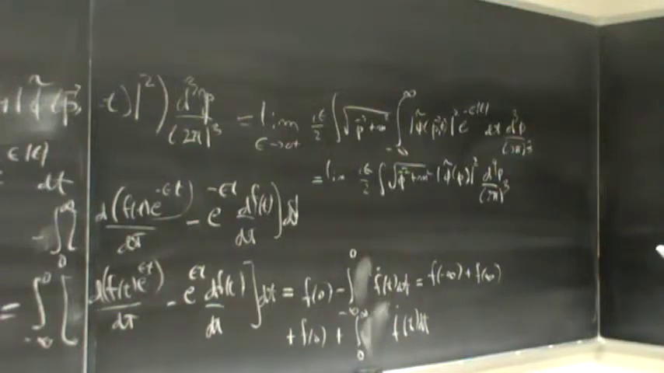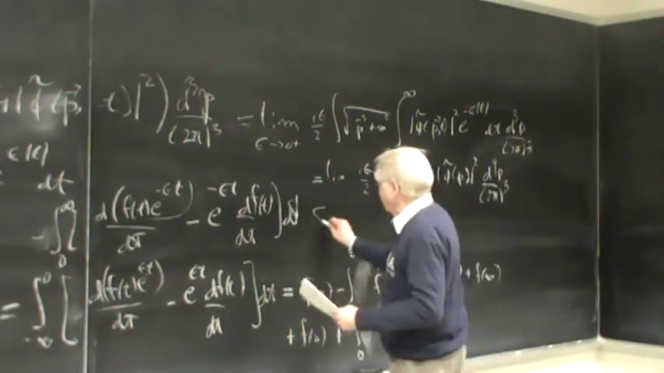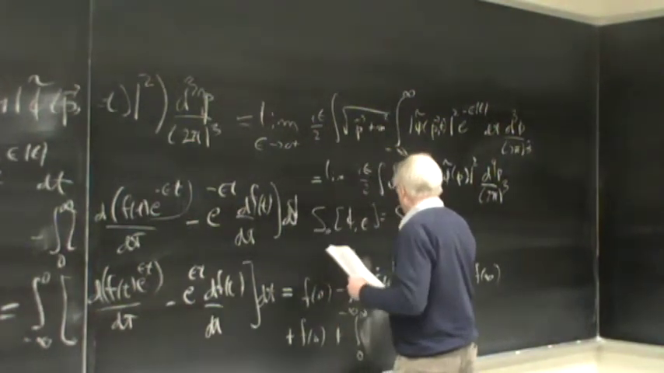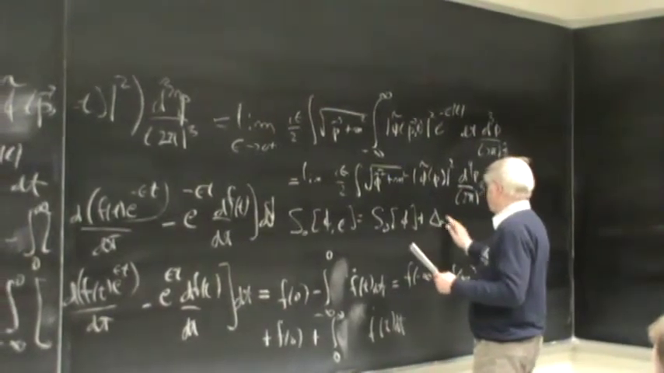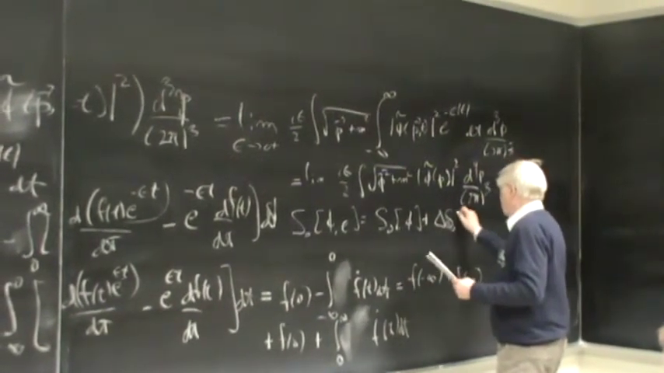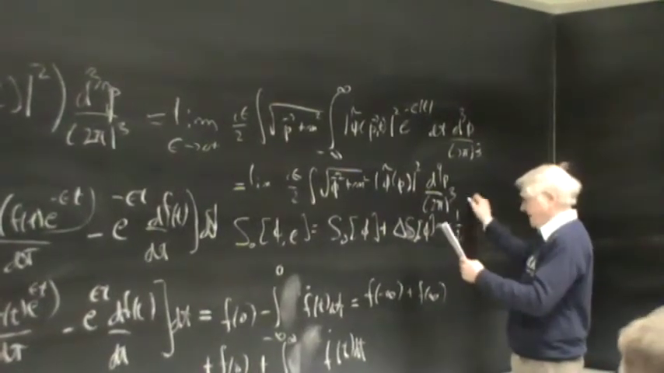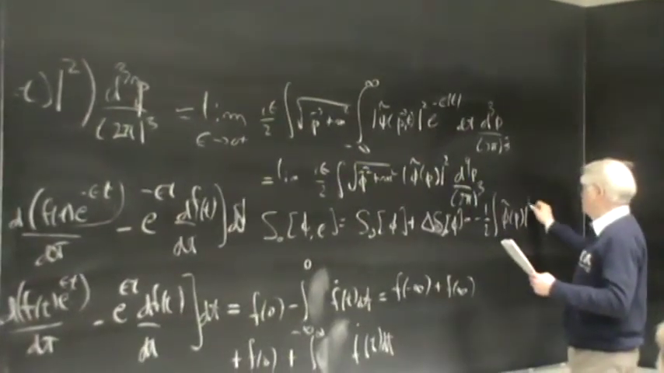Anyway, that's our expression, and so the total action then is now S0 of phi and epsilon is S0 of phi plus delta S0 of phi. And so this is minus a half integral of phi tilde of p squared.